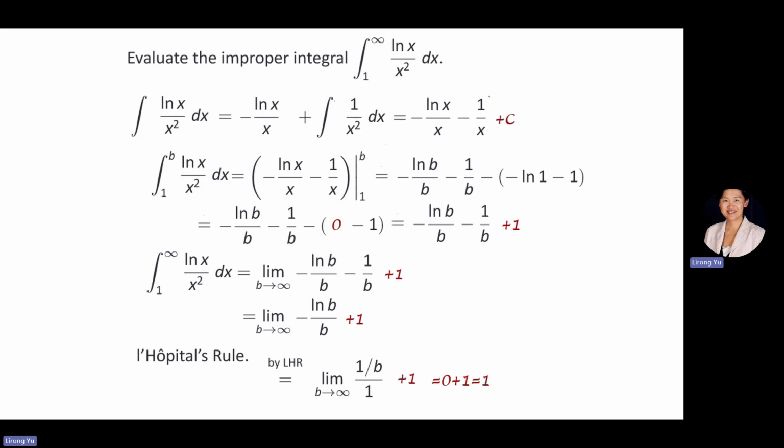So this new limit calculation is now the limit of 1 over b. When b goes to infinity, the limit of 1 over b equals 0. So we find the answer 0 plus 1. We have this whole integration also equal to 1. Any question?